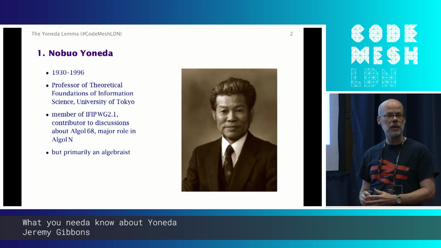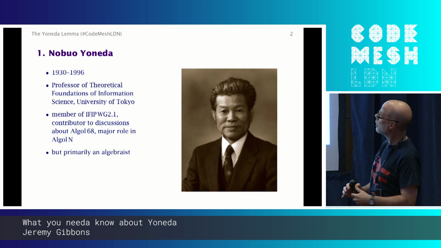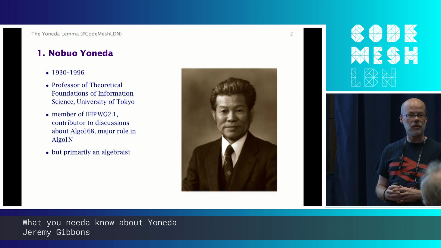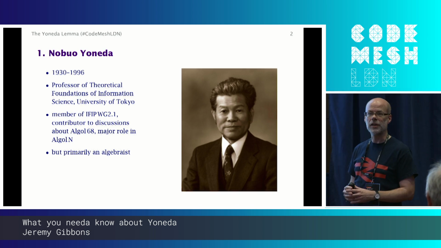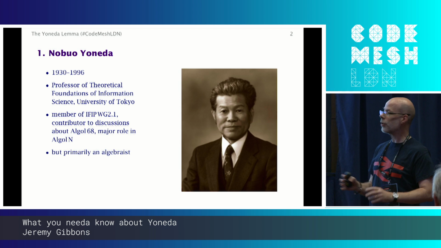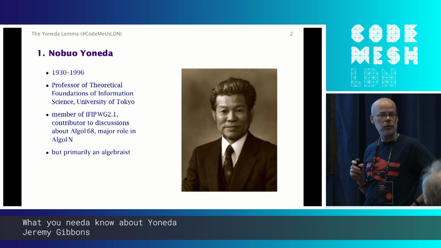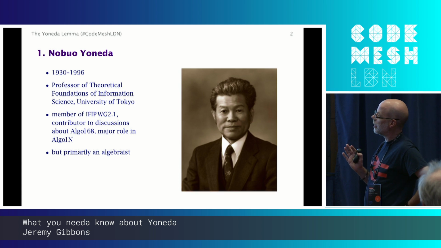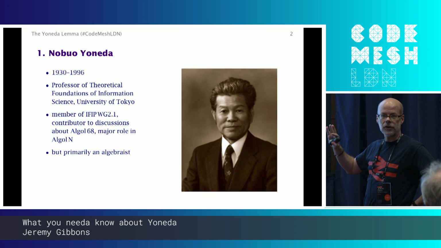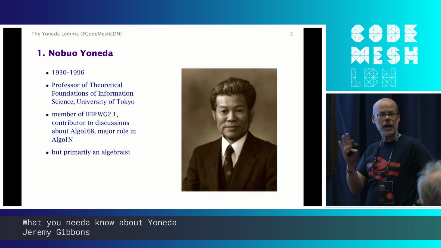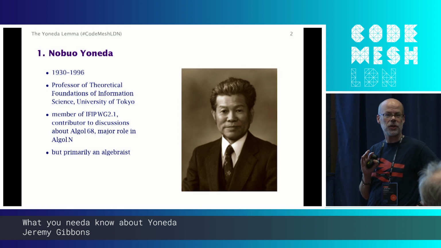Yoneda was this Japanese mathematician and computer scientist. He was professor in Tokyo, professor of Theoretical Foundations of Information Science, which is a funny Japanese title, and it's not clear from that what the field is. He was actually a long-standing member of IFIP Working Group 2.1, the group that designed Algol 68, this famous and influential and little-used language, and then went off and spawned a version of it for the Japanese community called Algol N, N for Nippon, which is the Japanese word for Japan.